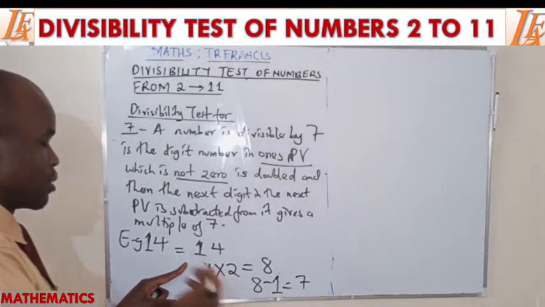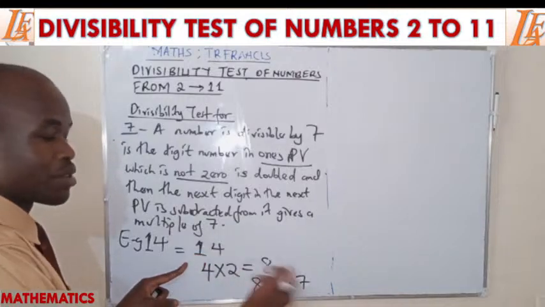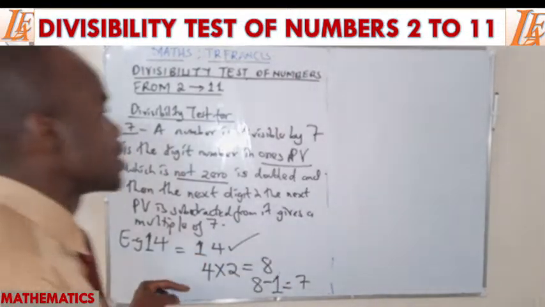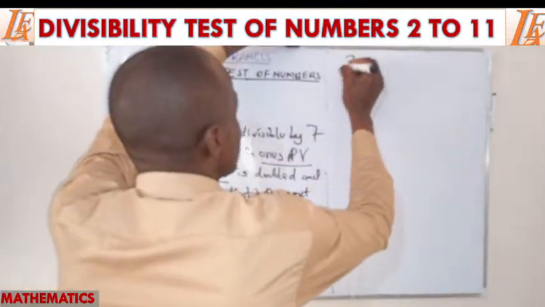So 7 is a multiple of 7, because 7 times 1 gives us 7. Therefore, 14 is divisible by what? By 7.